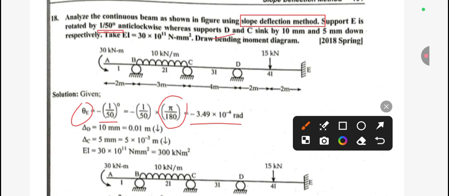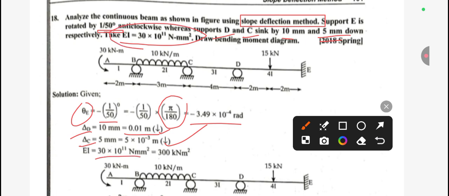And supports D and C sink by 10 mm and 5 mm. Delta D is a 10 mm sink, it means downward, and C is 5 mm downward. The value of EI is given over here as 30 into 10 power 11.